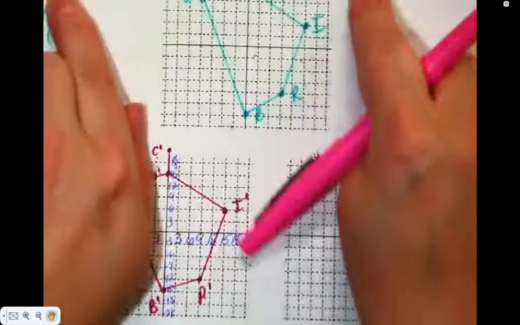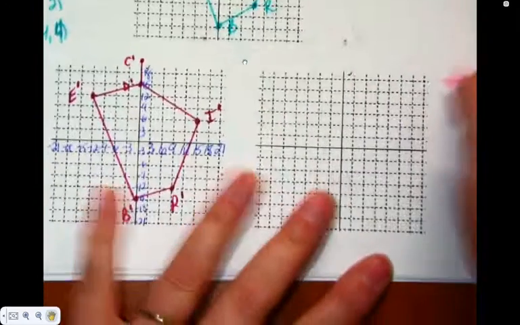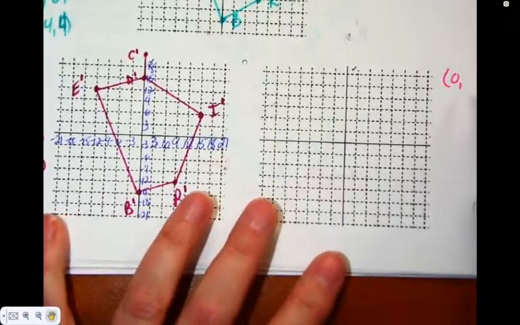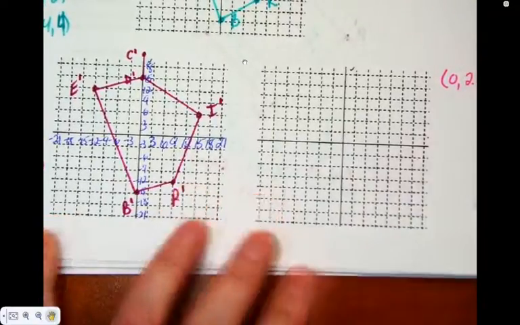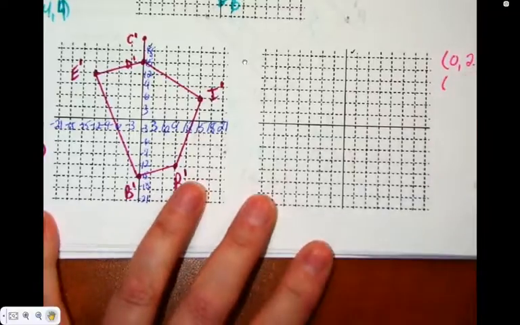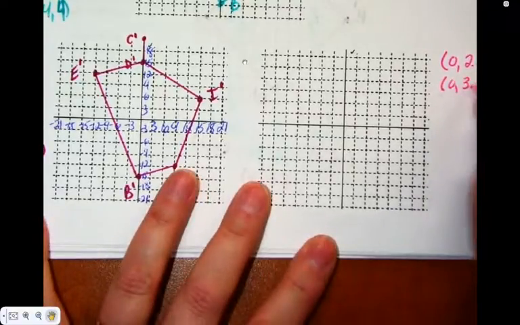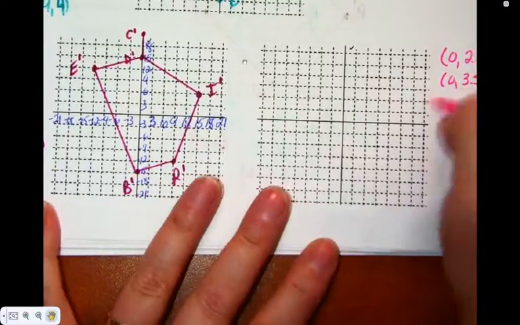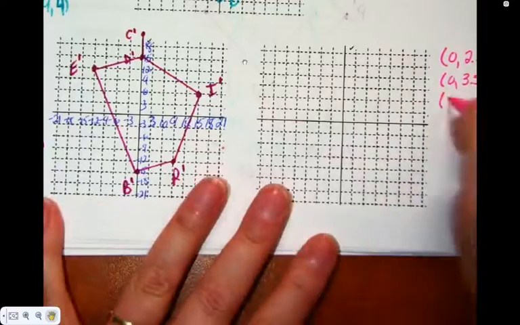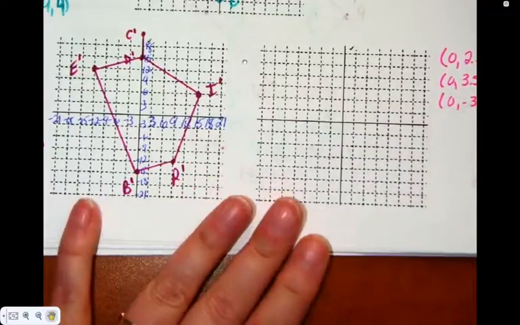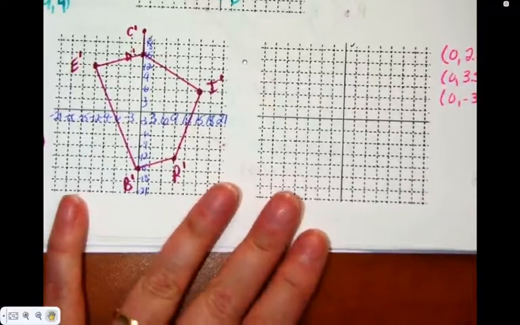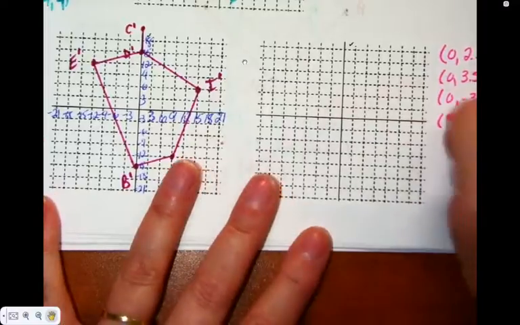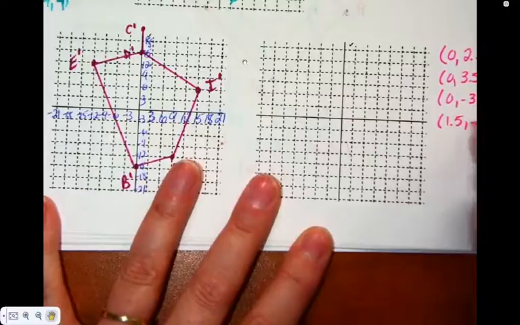Okay, so 0, 5, we're now doing a scale factor of a half. So 0, 5 is going to become 0, 2.5. 0, 7 is going to become 0, 3.5. 0, negative 6, 0, negative 9. Yeah. 3, negative 4. Oh, I was looking at the one under it, sorry. So 1.5 and negative 2.